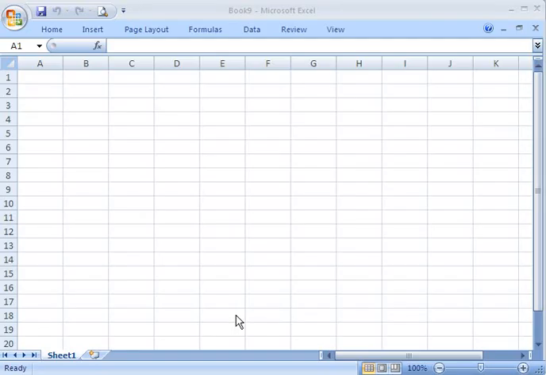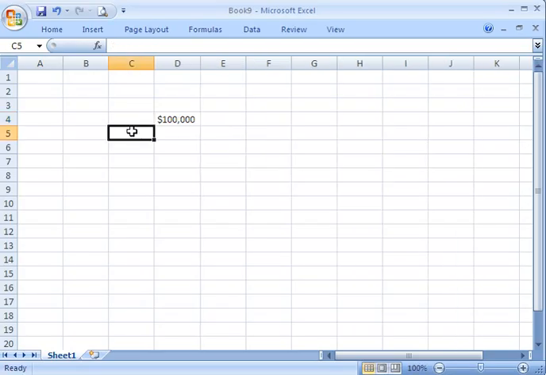In question 6 for Unit 3, we start with a certain amount of money, $100,000. And this amount of money grows each year at a fixed percentage, but we don't know what the percentage is. It grows for 7 years. I type in 1 and 2, select, and drag to get the 7 years.